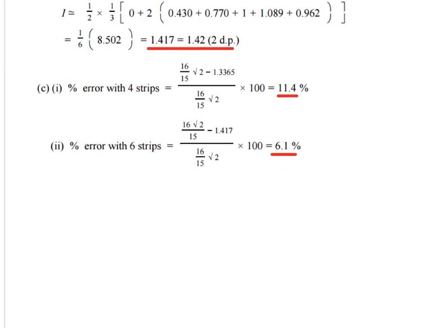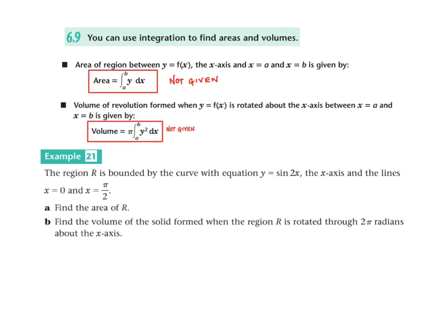Okay, so we're now going to work out areas and volumes. These formulae are not given, so you have to memorise them. The area between a region is just C2 work that you've done before. This is the one that is different: if it's rotated about the y-axis, you actually get a volume.